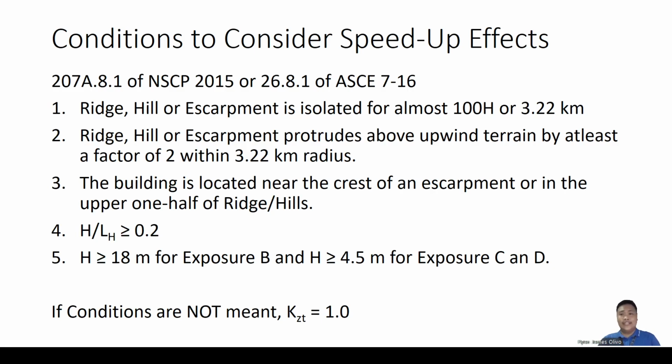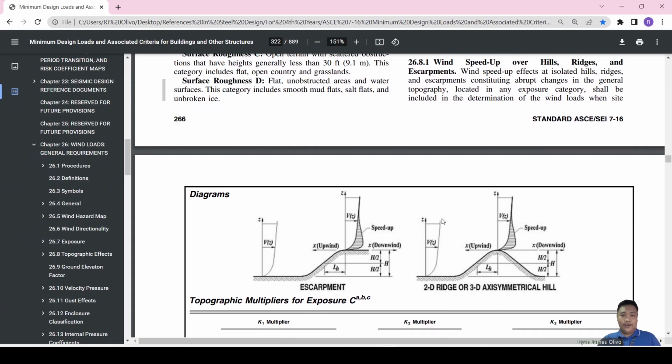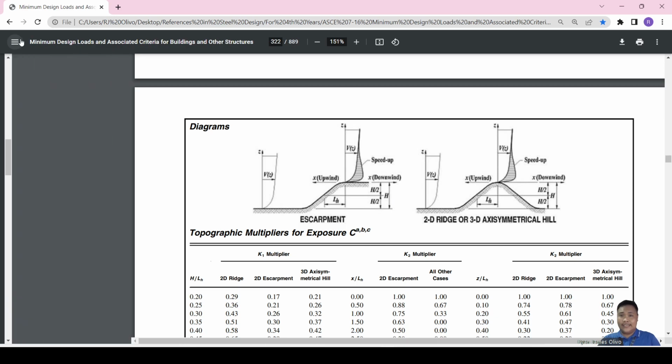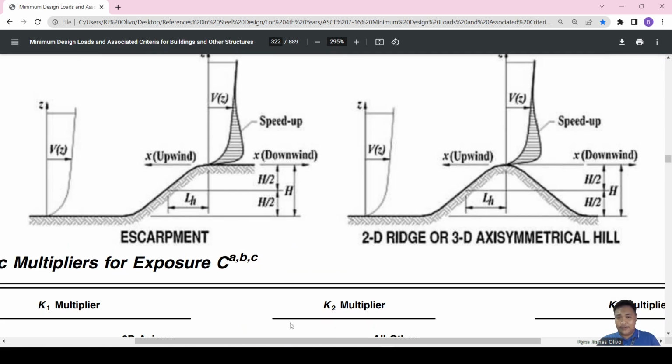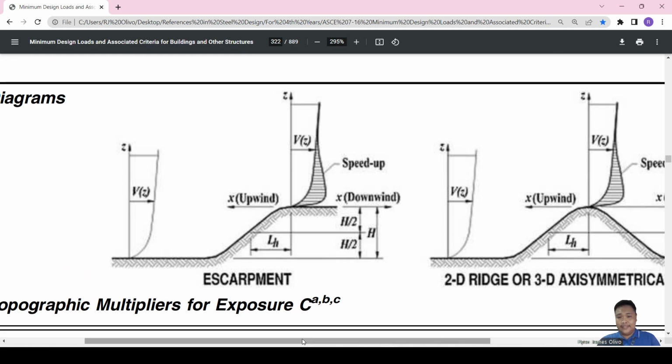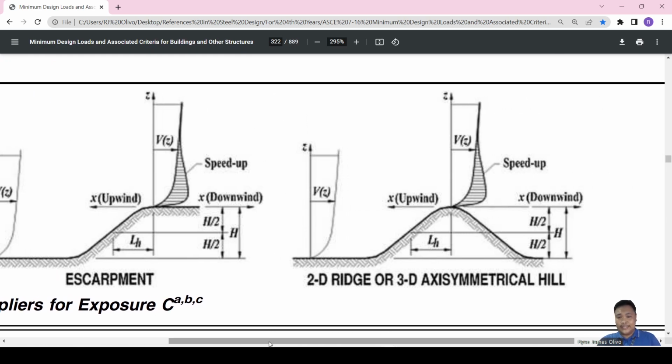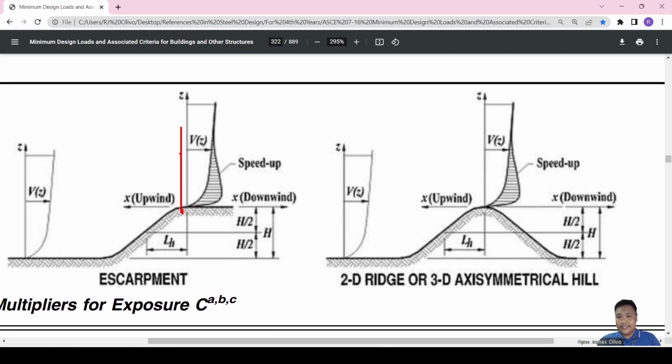But first, what is this ridge, hill, or escarpment? You can see here, this is a simple 2D diagram of ASCE 7-16. This is what we call an escarpment. This is a plateau, for example. It's not necessarily a plateau, but anything that looks like this one. So this is what we call an escarpment, and this is a ridge. So if your building is constructed on top of this escarpment, then you consider the topographic effects as long as it meets the conditions. An example like this one is a building constructed on top of a ridge or axisymmetrical hill, or escarpment. For the purpose of this, the example is for escarpment.